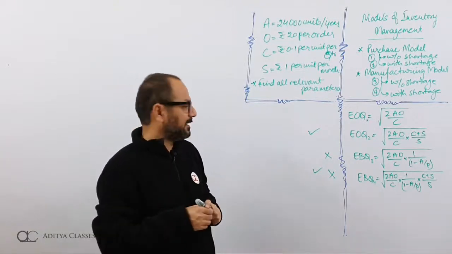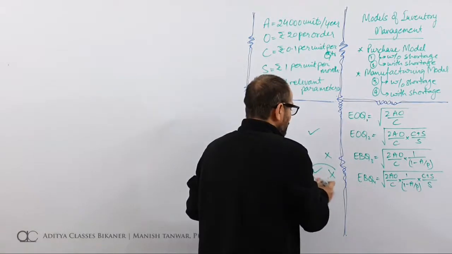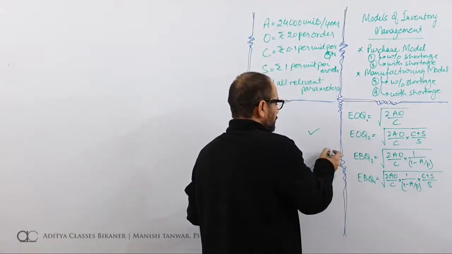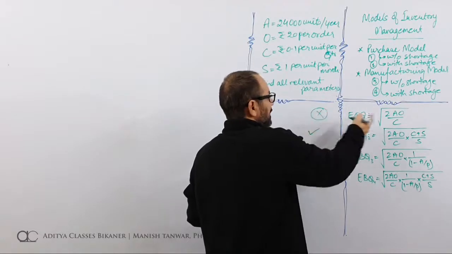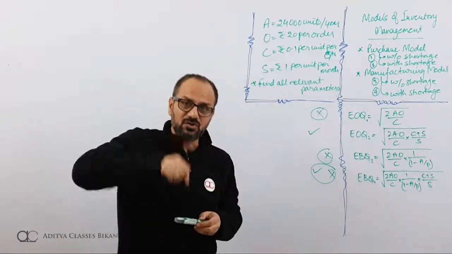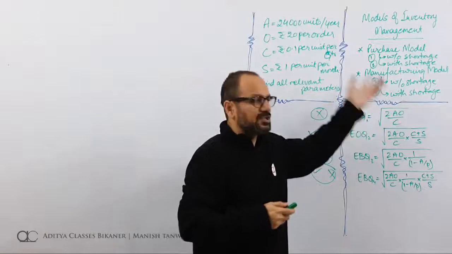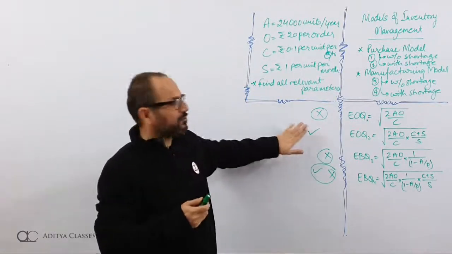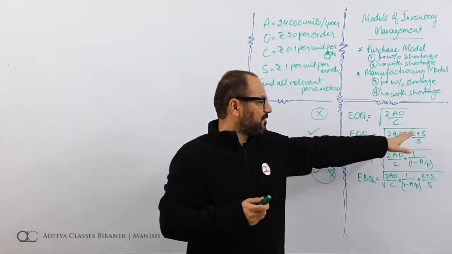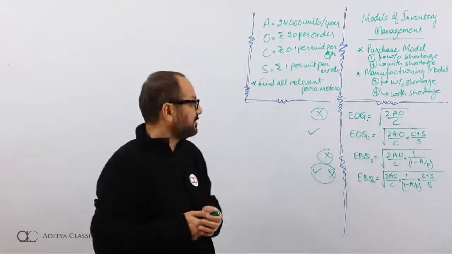So what model can this be? It is not possible to have this model because we do not have P. It is not possible to have this model because we do not have P. It is not possible to have this model either because we have a shortage cost, but this model makes no use of shortage cost. So definitely this is my model: EOQ is root of 2AO upon C, times C plus S upon S. This will be my model.